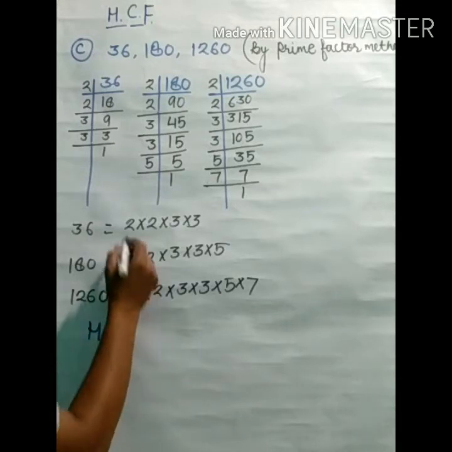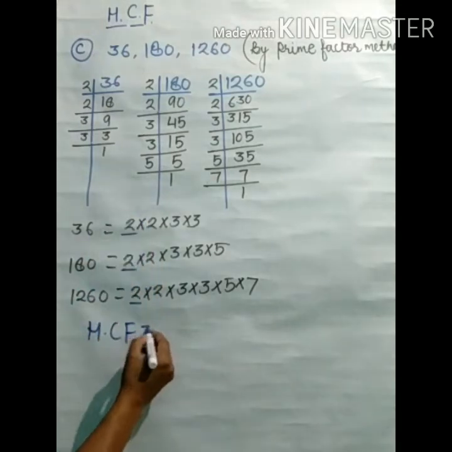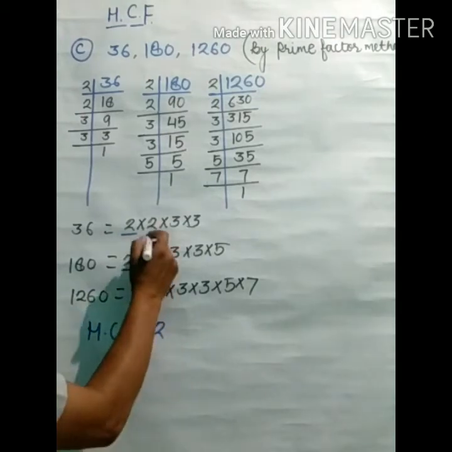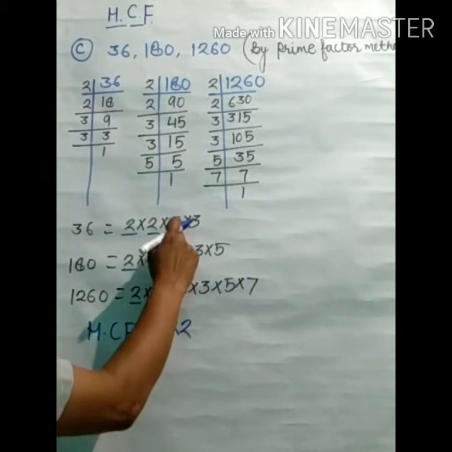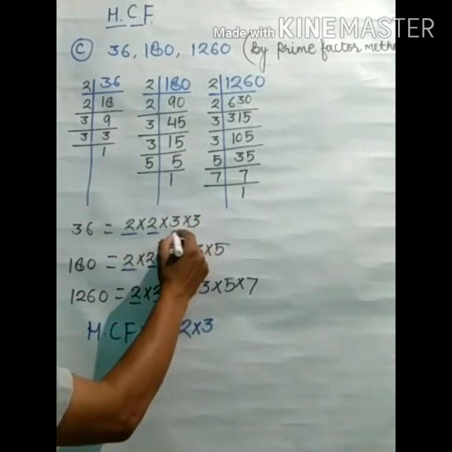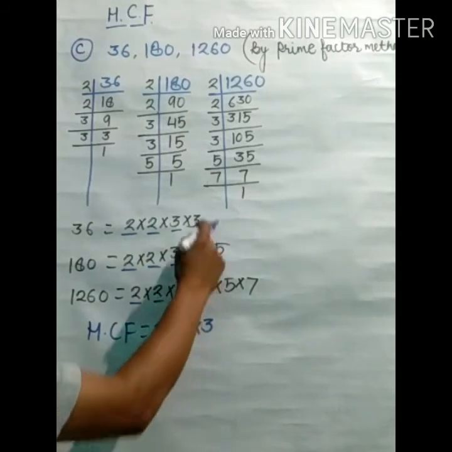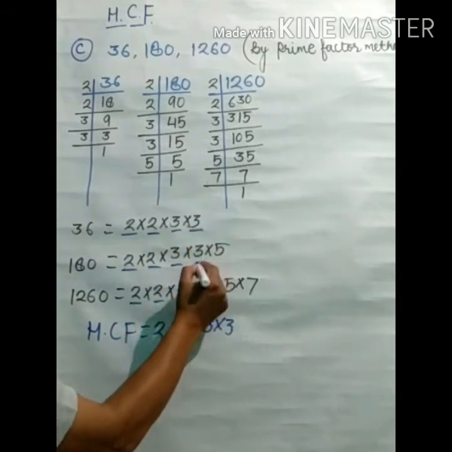HCF is equal to the common ones. Here 2 is present in all, so we can write 2. Then 2 is in all, so you can write one more 2. Then 3 is in all, so you can write 3, and one more 3 you can write.